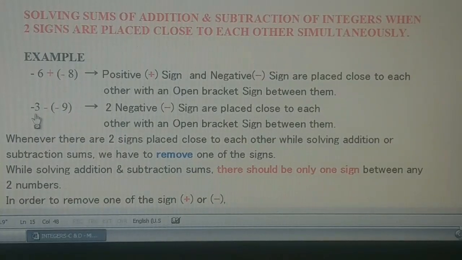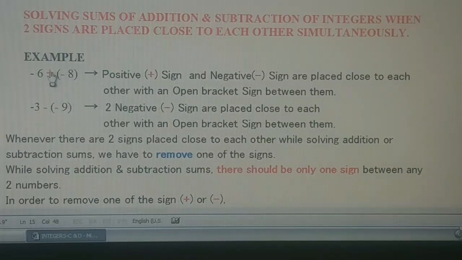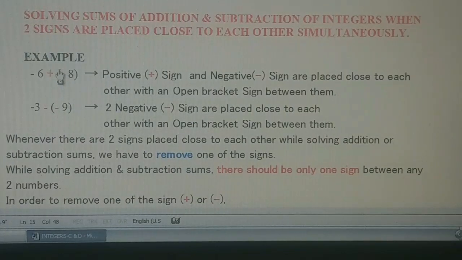In the second example, minus 3 minus minus 9. Between 3 and 9 there are two negative signs placed close to each other with an open bracket between them. Whenever there are two signs placed close to each other while solving addition or subtraction sums, we have to remove one of the signs. Two signs are not allowed between two numbers. Between two numbers, there should be only one sign. So we have to remove one of these signs. Either it should be positive or negative. So which sign should we choose? For that, we have to apply the multiply rule, because this open bracket symbolizes the multiply rule.